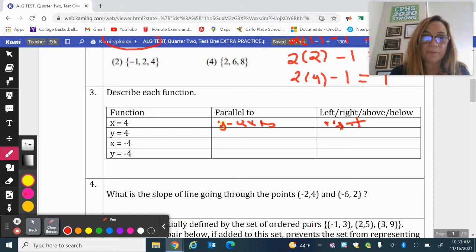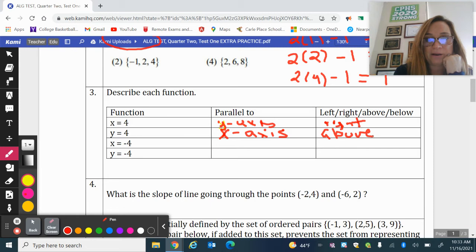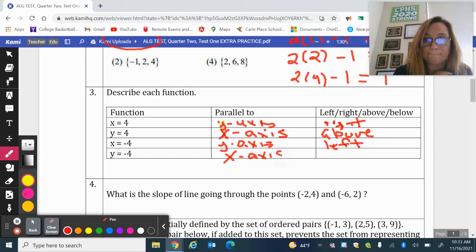Y equals 4 is going to be parallel to the x-axis. And it's positive 4, so it's going to be above. X equals negative 4 is going to be parallel to the y-axis. And since it's negative, it's going to be to the left. Y equals negative 4 is going to be parallel to the x-axis. And since it's negative, it's going to be below.